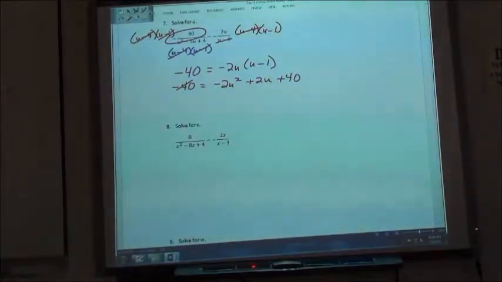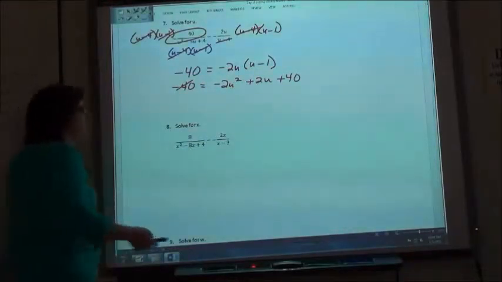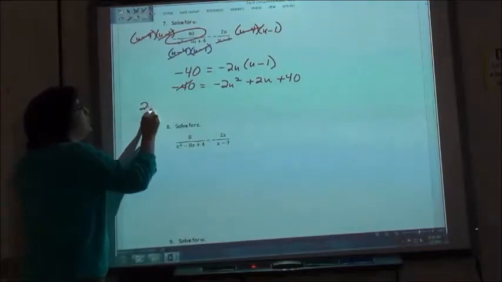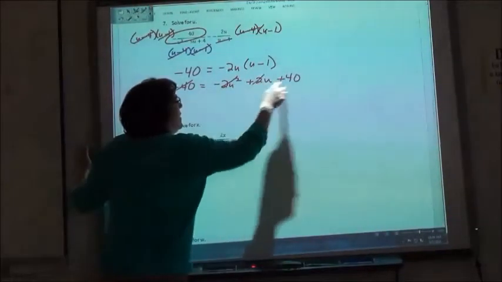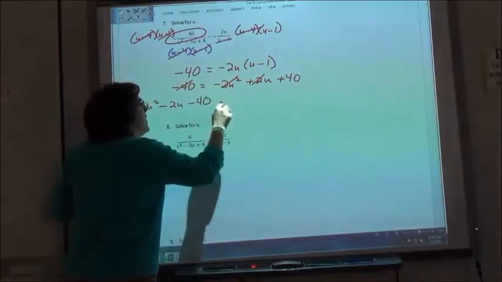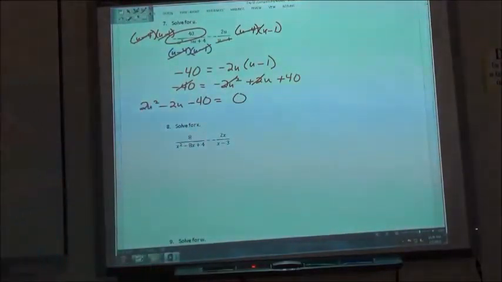And then we look and we say, oh, but our u squared is negative, and we don't want our u squared to be negative. So if that happens, we end up moving everything back over so that we get a positive 2u squared. Remember doing that before? So we make this 2u squared minus 2u minus 40 equals 0.